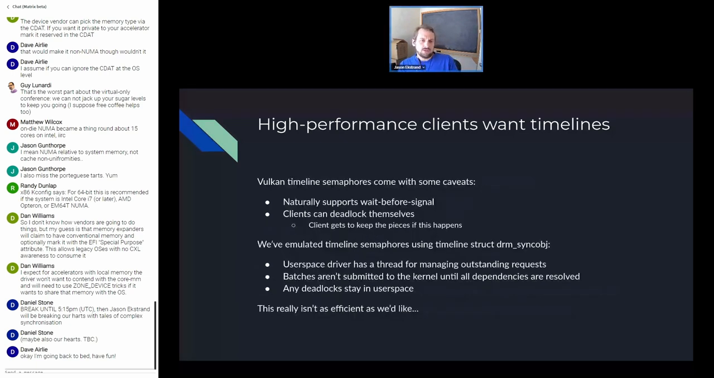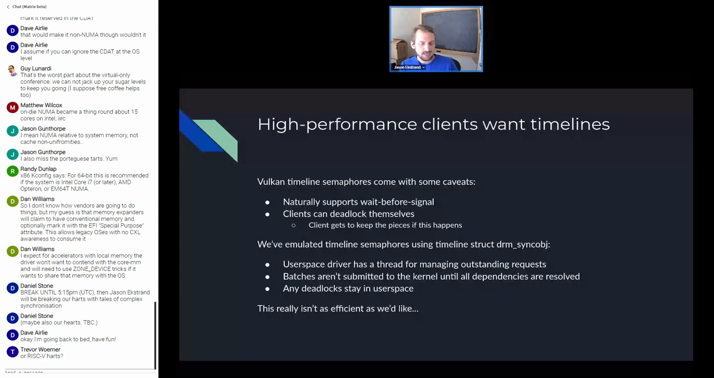They come with a few caveats, though. One of those caveats is that you have wait before signal. So a client can submit some work that signals semaphore A to set it to value 7, and then later, before that work actually gets even submitted, much less happens, it submits some other work to wait on it to hit timeline value 7, and we're responsible for sorting out the dependencies. Of course, if the client is allowed to specify arbitrary timeline values, it can deadlock, that's okay. Vulkan is perfectly fine with clients doing all sorts of nasty things to themselves, and that's just their fault. As long as the system stays standing, we don't care.